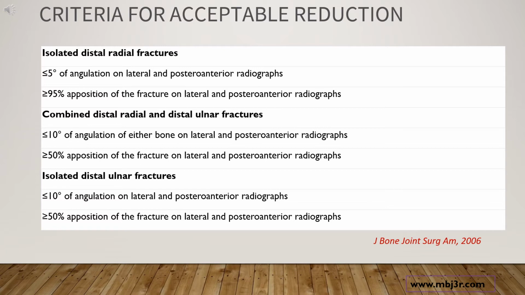Combined distal radial and distal ulnar fractures are accepted if the angulation is less than 10 degrees on either AP and lateral radiographs and more than 50% apposition of the fractures on AP and lateral radiographs. Isolated distal radius fractures are accepted as an acceptable reduction if the angulation is less than 10 degrees on AP and lateral radiographs and more than 50% apposition in both the views.